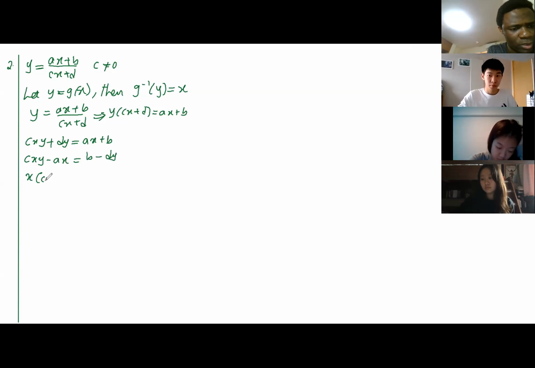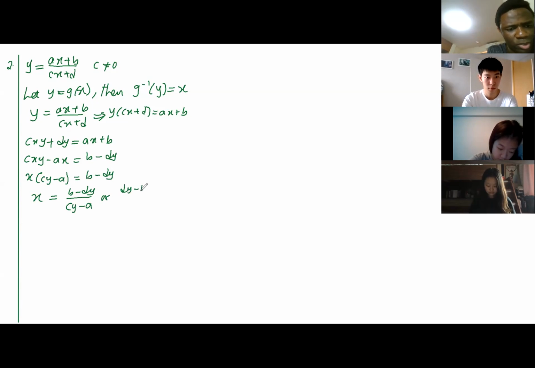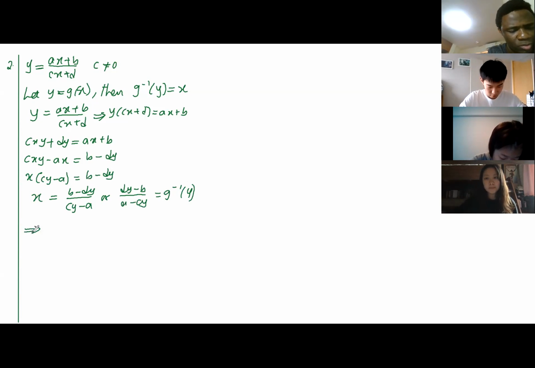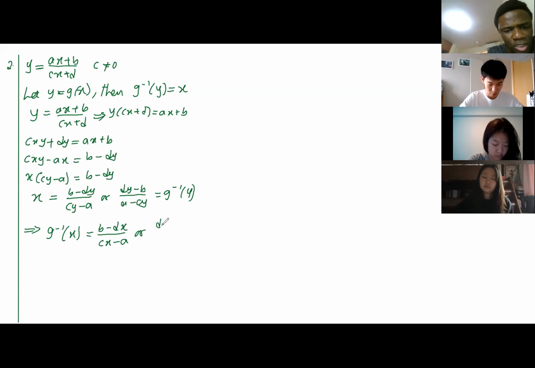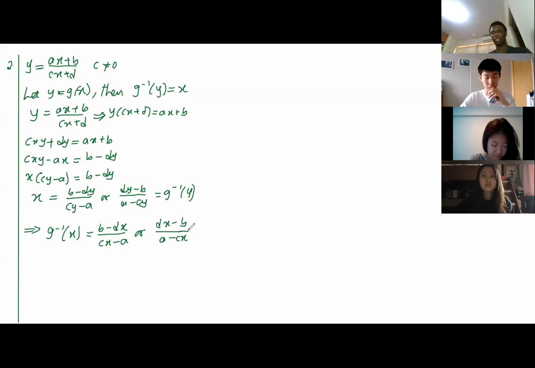So we factorize: x times (cy minus a) equals b minus dy. So x will be b minus dy divided by cy minus a, or it could be dy minus b divided by a minus cy. And this is actually g inverse, not f inverse, g inverse of y. So which means g inverse of x is either b minus dx divided by cx minus a, or it is dx minus b divided by a minus cx. Is this what we got? Good.